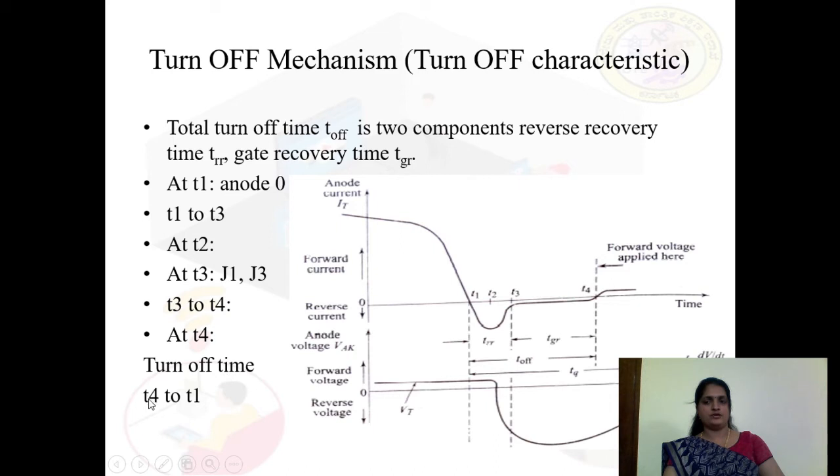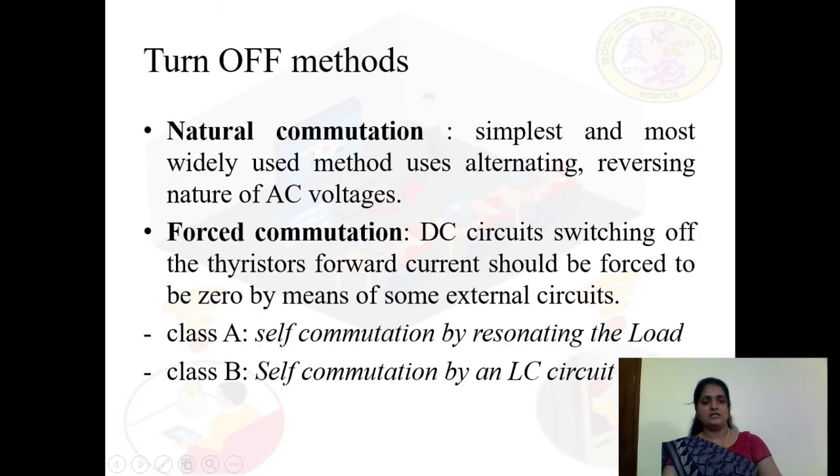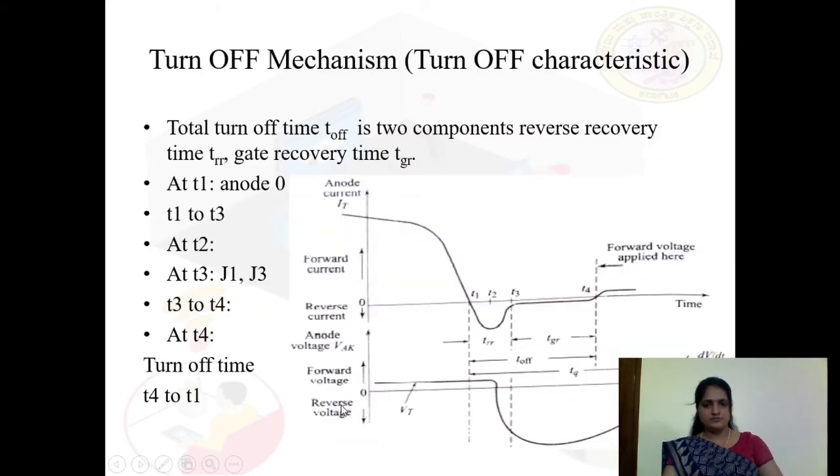From T1 to T4 the voltage has been represented, up to some forward voltage. Once it enters T3 and T2, it comes into the reverse recovery time. This is about the turn off mechanism, and it gives the information about the total reverse recovery time and the gate recovery time. The total time is nothing but the turn off time.